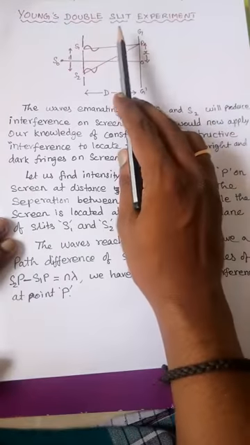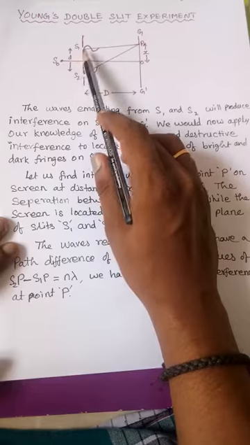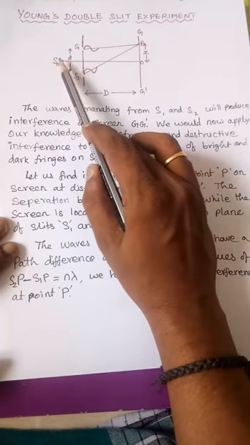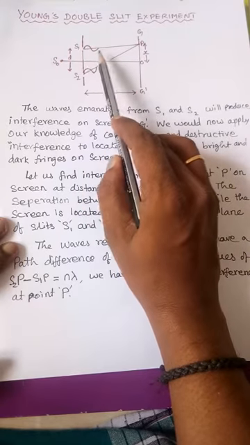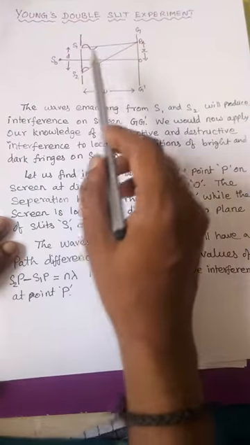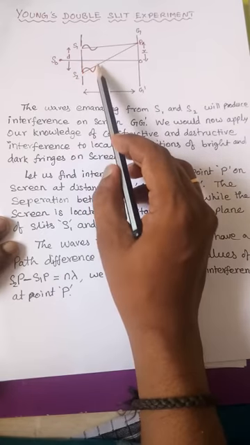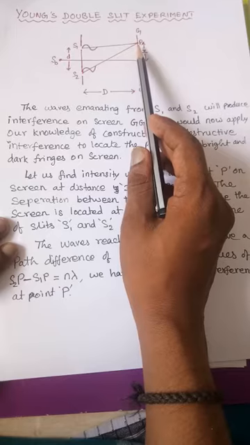Young's double slit experiment. Here you see a two slit setup, S1 and S2. The light from the single source is passing through the two holes. Then where will it meet? At the point P. Here you see the two waves moving through the two holes, then interfere with each other. It will form the dark and bright fringes on the screen.